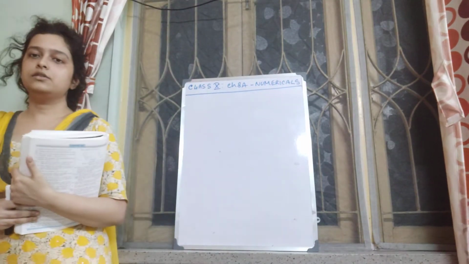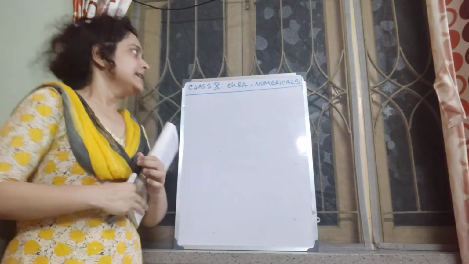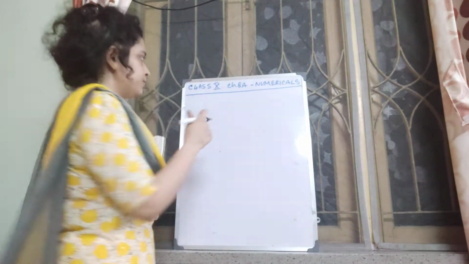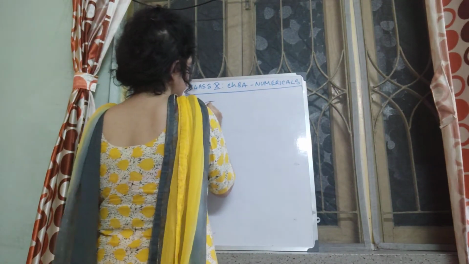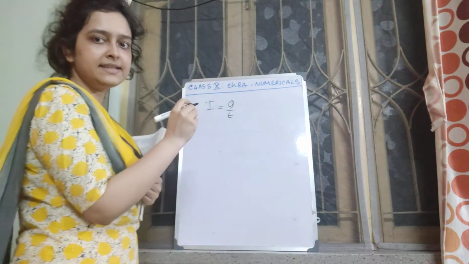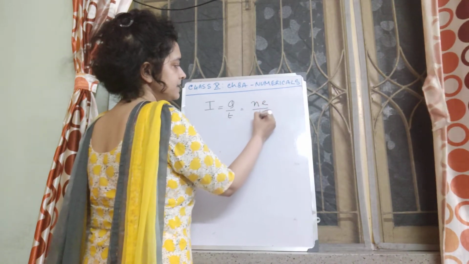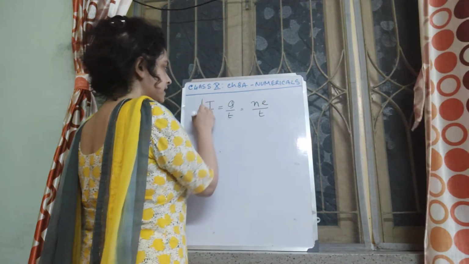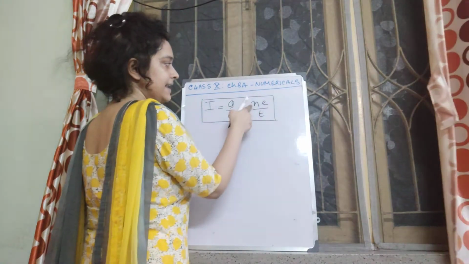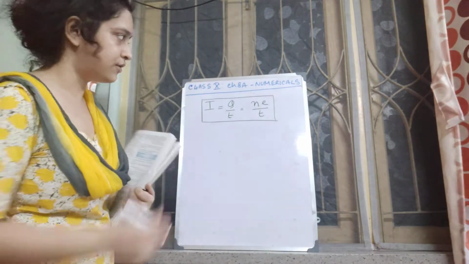Class 10, let's do the numericals from chapter 8a today, okay? So, one by one from each portion we will do. First, remember this: I equals Q by T, that is equal to N E by T. What is Q? Charge. T, time. N, number of electrons. E is the charge carried by each electron, right?